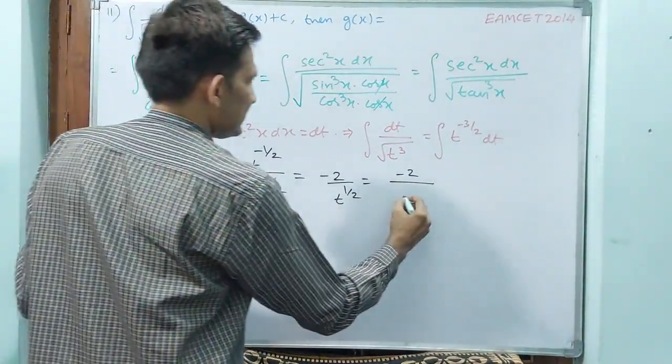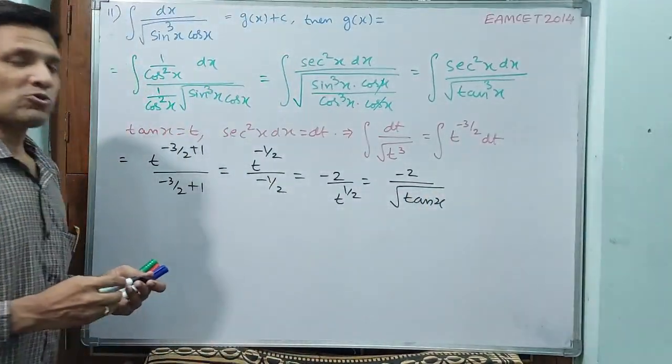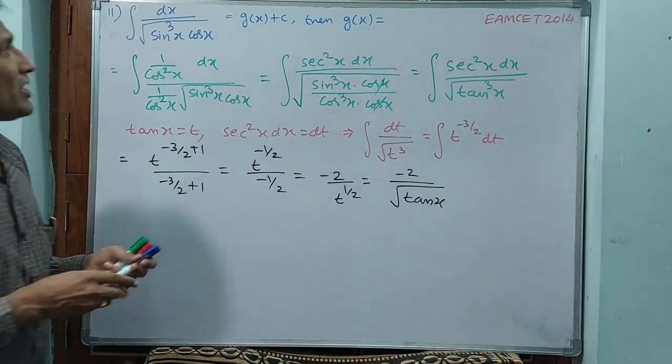What does t mean here? T means tan x. Tan x, but you keep the root. Minus 2 by root of tan x is your answer. See, this is g(x). Write down g(x) like this.